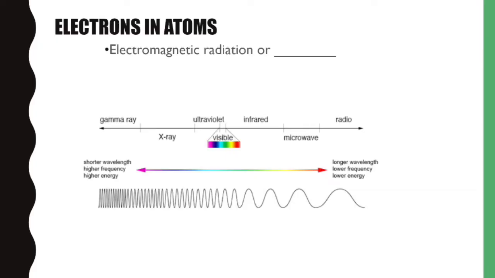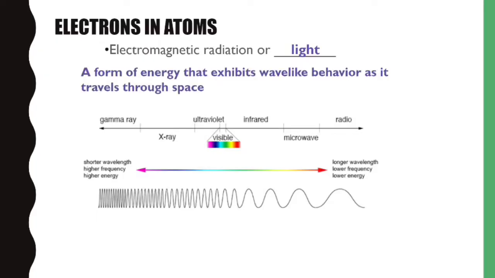Electromagnetic radiation is really kind of just a fancy word for light. The visible light that we see is electromagnetic radiation, but it really is only a very small part of this overall spectrum of different types of electromagnetic radiation. In fact, that visible light that we call light is just this really tiny portion here in the middle. So really, electromagnetic radiation is a form of energy that exhibits wave-like behavior as it travels through space. That's a more generalized definition that can apply to all of these different forms of electromagnetic radiation.